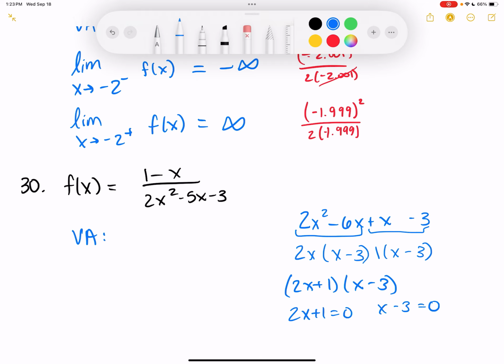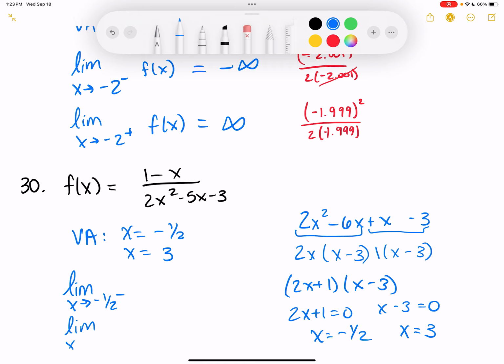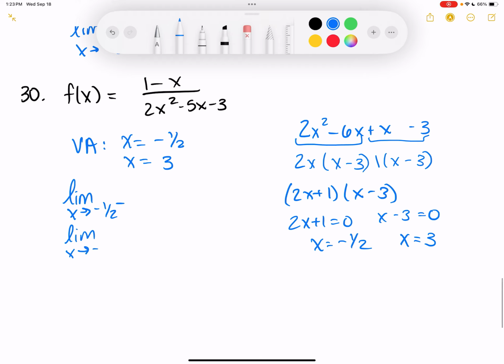So what are my two asymptotes? Negative 1/2 and 3. Yep. X equals negative 1/2. X equals 3. Now I have two limits that I have to deal with. The limit as x approaches negative 1/2 from the left, the limit as x approaches negative 1/2 from the right, the limit as x approaches 3 from the left, and the limit as x approaches 3 from the right.